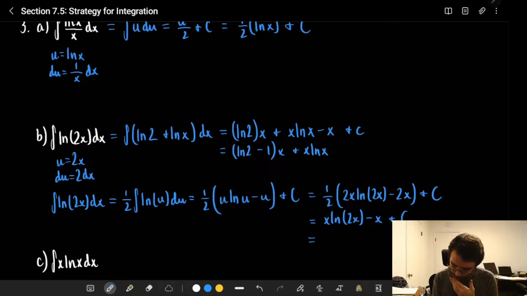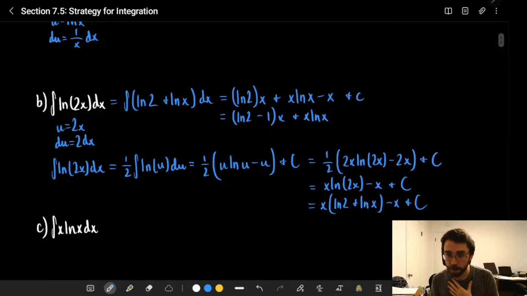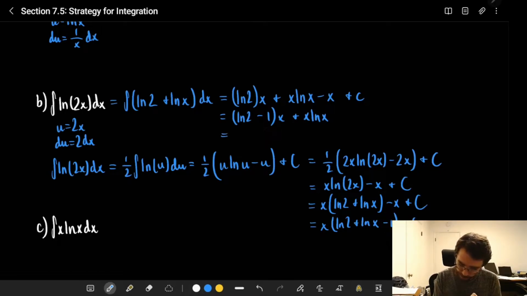I guess you could use properties of logs again and be like, this is log 2 plus log x. Split that piece apart, and does that work out to be the same? Let's see here. It should, right? I guess I could have combined everything. Everything has an x on it. This is log 2 plus log x minus 1.